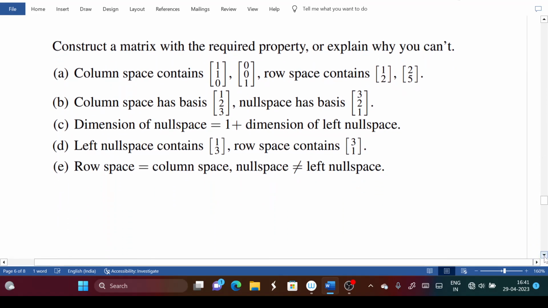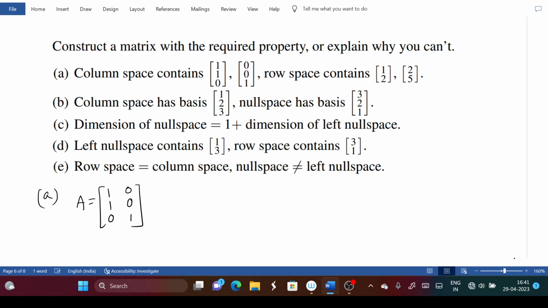Construct a matrix with the required property or explain why you cannot. Now A is just simply these columns. It is my A. Naturally the columns of A are these two, that means the column space of A contains these two vectors. So the first condition is satisfied. Now the row space contains 1 2 and 2 4, that means my row space C(A transpose) is a subset of R square.